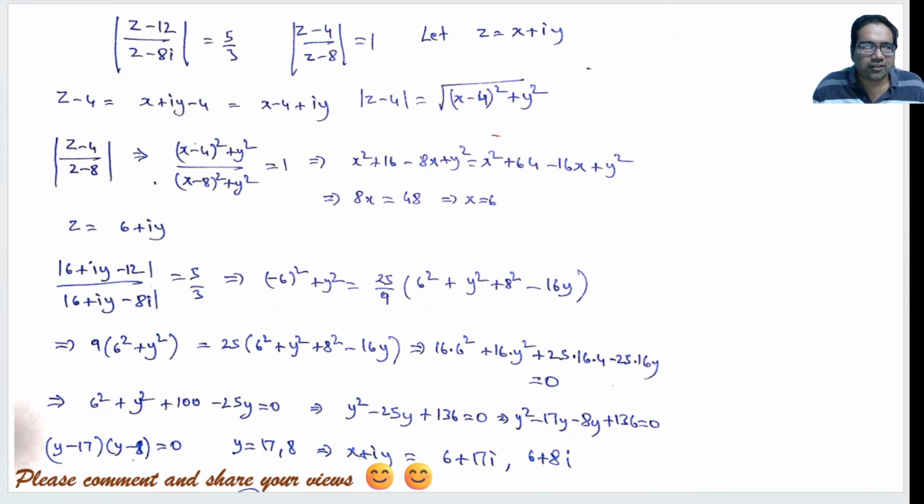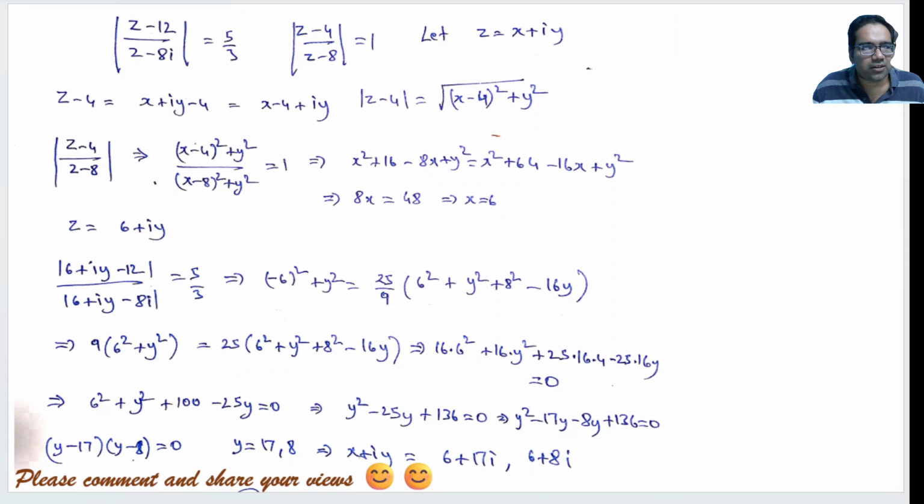Now we have the second equation. Let us directly substitute 6 plus iy in the second equation. z minus 12 will be 6 plus iy minus 12. What is the real part? 6 minus 12, that is minus 6. The real part is minus 6 and the imaginary part is still y. So what is mod of z minus 12? It is root of (minus 6) square plus y square.